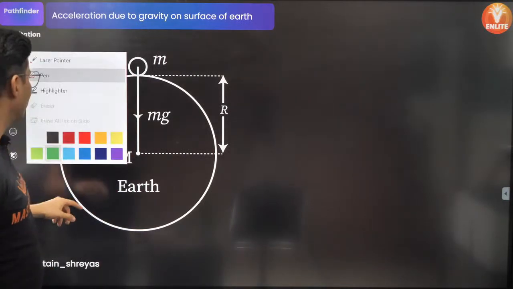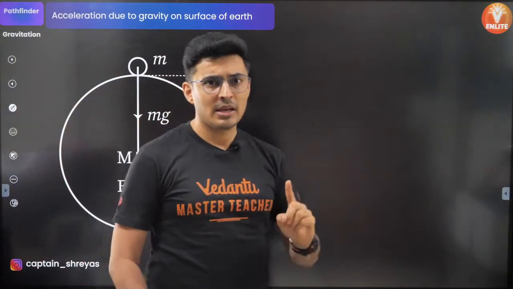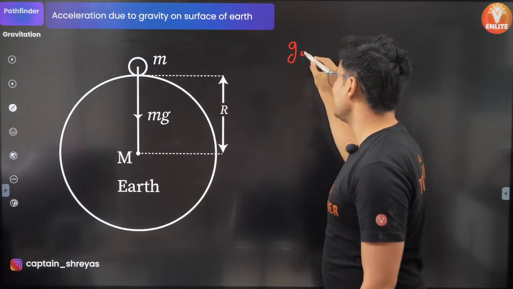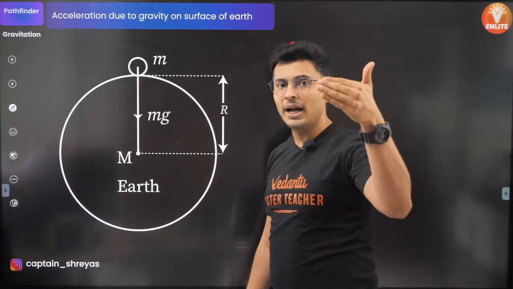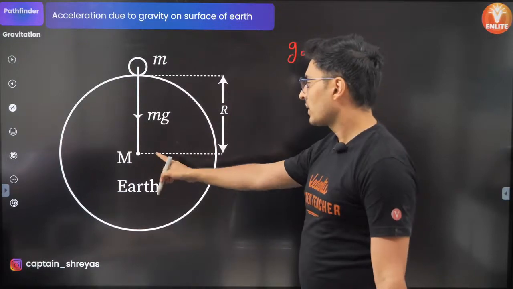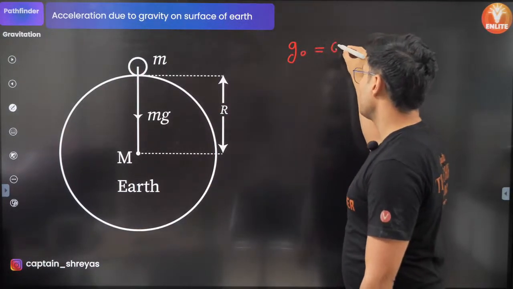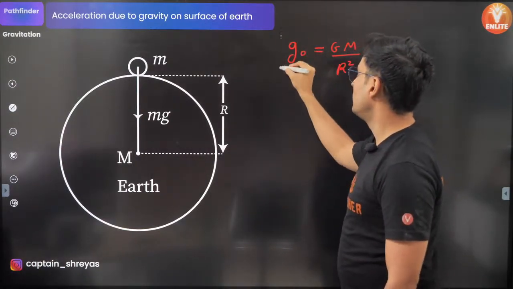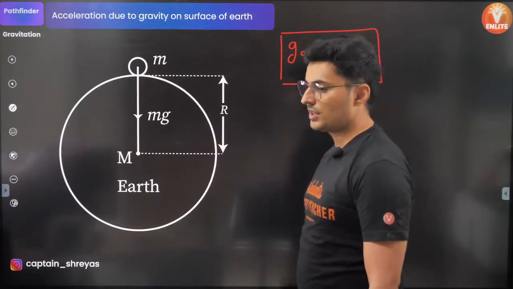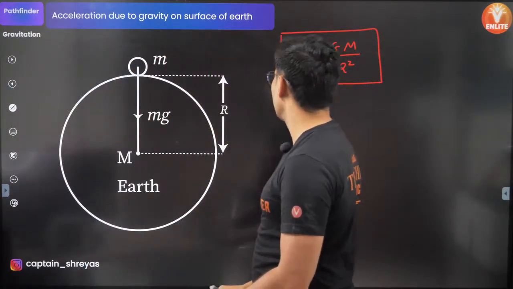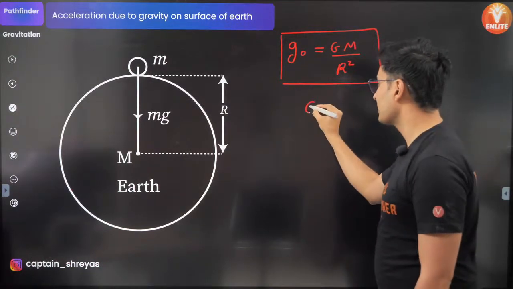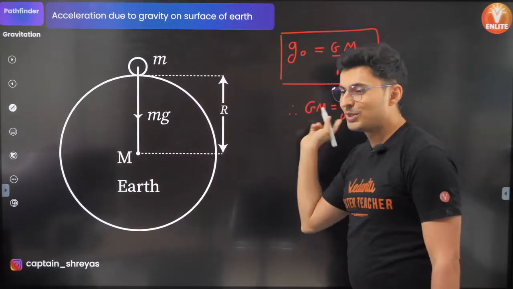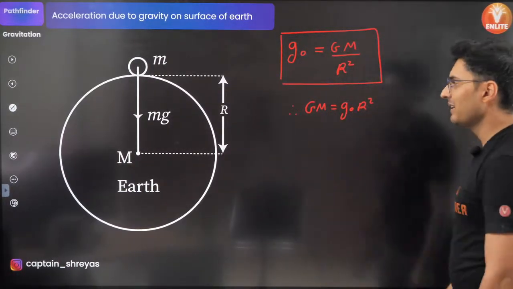So on the surface of a planet, you should know this formula. If you're standing on the surface of the planet, the acceleration due to gravity generally has the symbol g0. 0 stands for no height, no depth. R is the radius. M is the mass of the earth. The formula is given by GM by R square. So this is the formula which you get on the surface of the planet. Very, very crucial. Sometimes this is also used for substitution, where you just write GM as g0 R square. Sometimes you can do this substitution and transform that equation very easily.